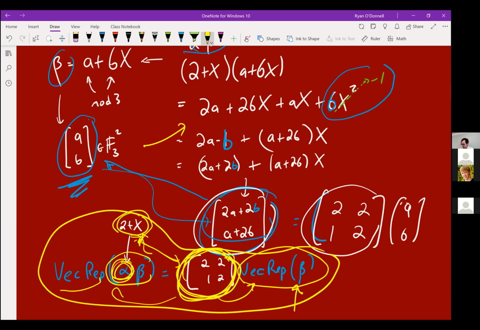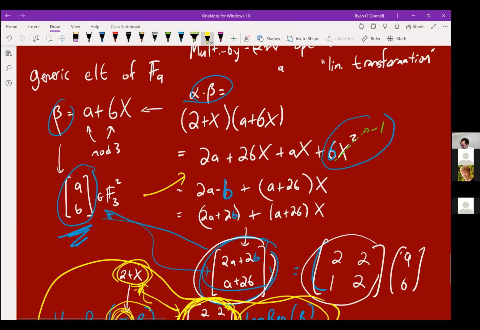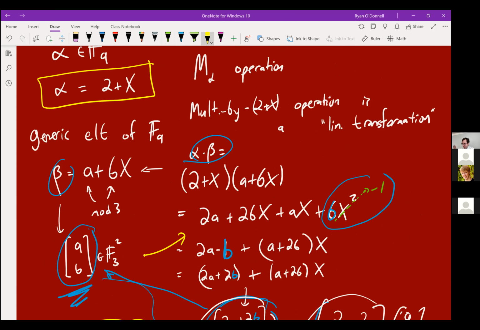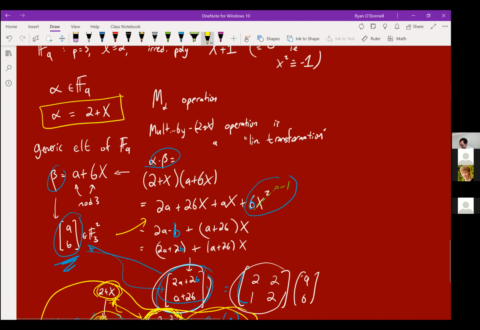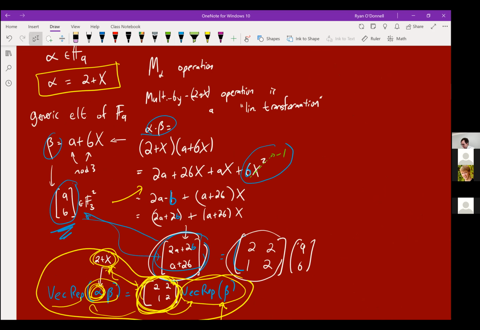What was alpha again? I'm just trying to see if it lines up with what alpha was. I took 2 plus x as a random example. I'm just trying to see if the matrix we got lines up with what I was trying. There's something going on with these entries.